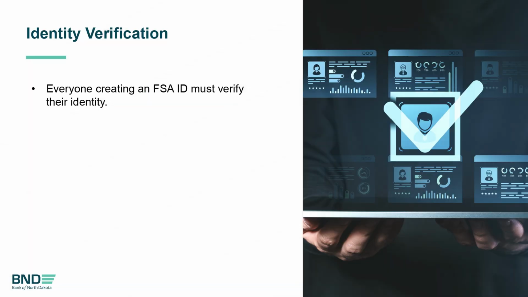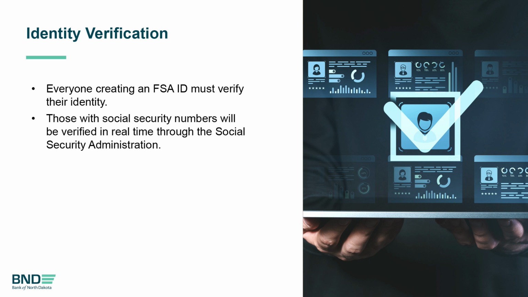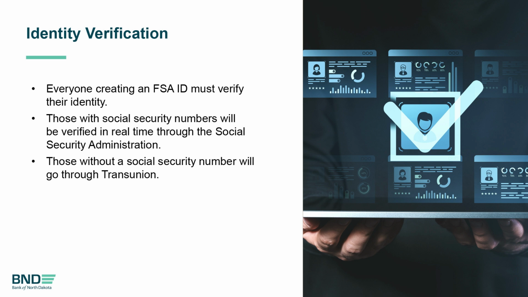Everyone who creates an FSA ID is required to go through an identity verification process. Those with Social Security numbers will have their identity verified through the Social Security Administration in real time. Those without will go through a separate process with TransUnion, and it may take 1 to 3 business days to complete. Only after your identity has been verified will you and your contributors be able to begin the FAFSA form.